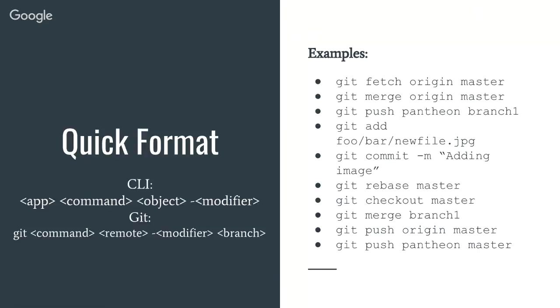So Jeff has made some changes to the app. Jeff pushed it out to the repo and said, hey, Charles, come test this. So I'll say git fetch origin master, git merge origin master, and now I want Jeff's changes to go up to Pantheon because I have approved them. So git push Pantheon branch 1.